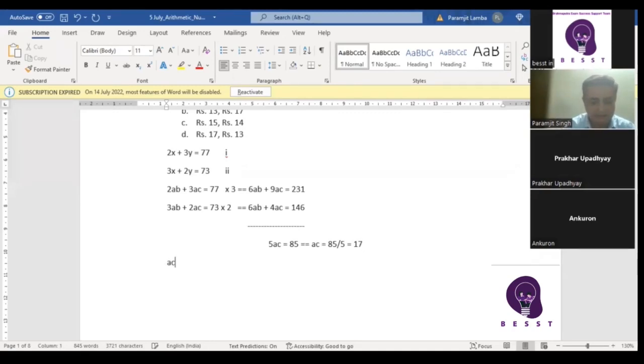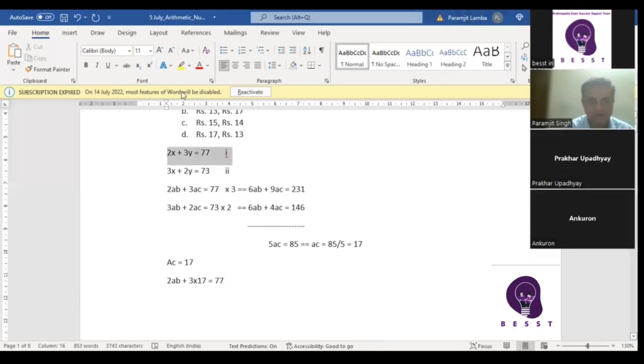So AC is equal to 17. If AC is equal to 17, we need to calculate AB. So how do we do that? We put 2AB plus 3 into 17, which is 51, correct. 3 into 17 is equal to 51, so 2AB plus 51 is equal to 77, as in equation 1.